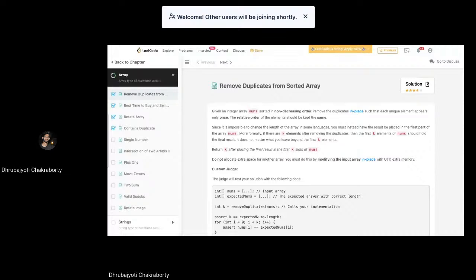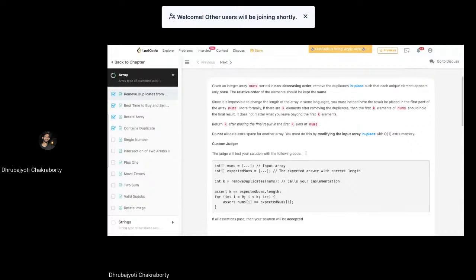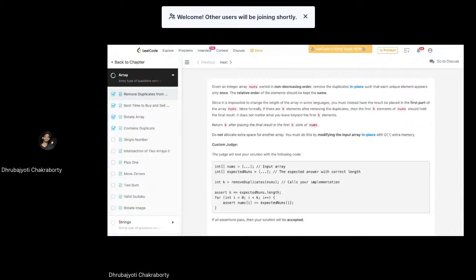The first question is remove duplicates from a sorted array. Let's understand the question first of all. Here we have an array nums, which is in non-decreasing order. Again, it is a sorted array, guys. So this is very important for us, which is already mentioned: the array is already sorted, but it is in non-decreasing order.